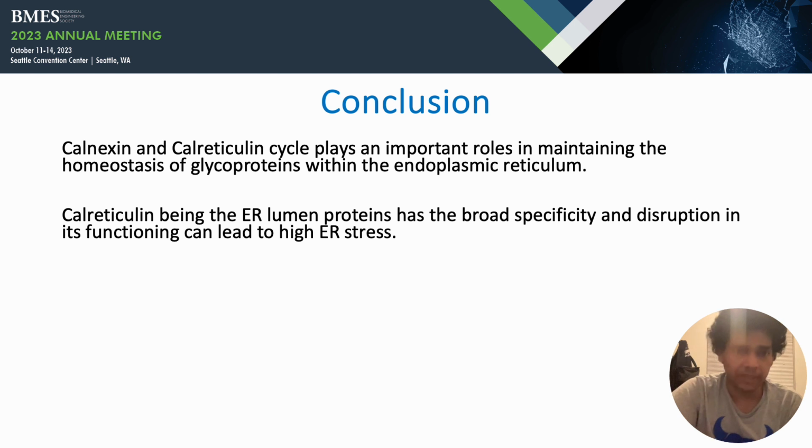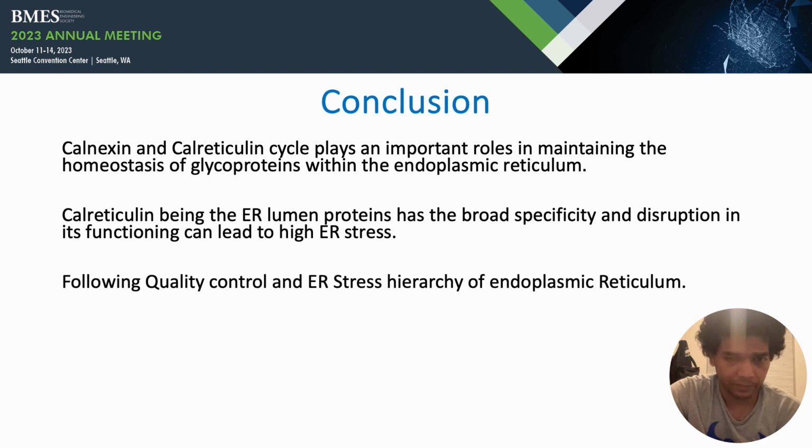And since calreticulin is an ER lumen protein, it is possible for calreticulin to be present at more places within the endoplasmic reticulum compared to calnexin, and this could be the reason calreticulin has more broad specificity, and disruption in its function can lead to ER stress.